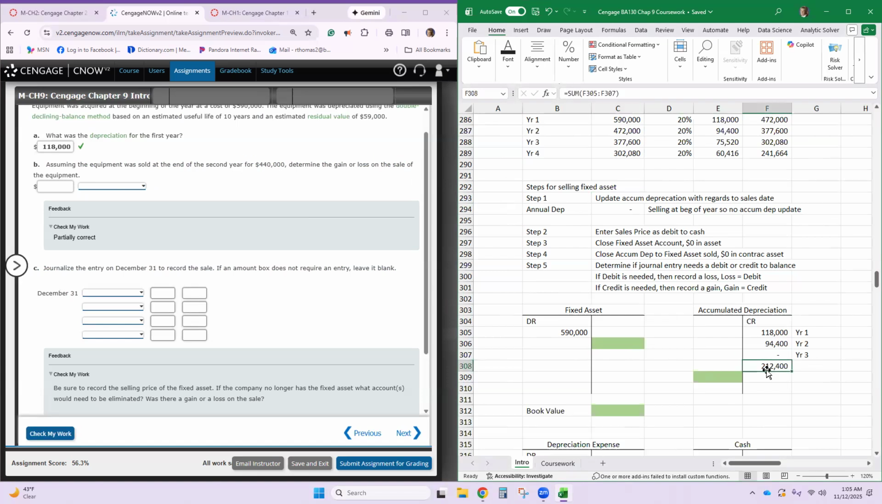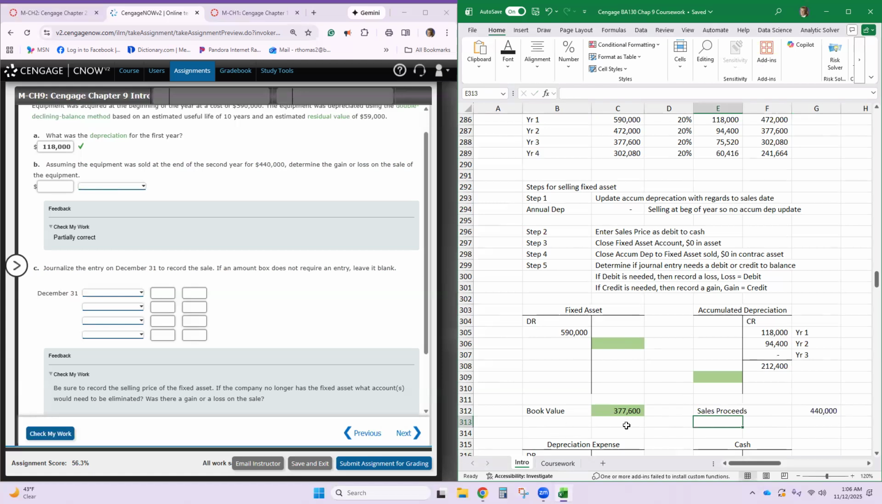So then what we have to do is see what the book value is. Book value is $590,000 minus its accumulated depreciation. So the book value is $377,600. Now, our proceeds. How much are you selling it for? Sales proceeds. Let's put that amount here. That is $440,000.